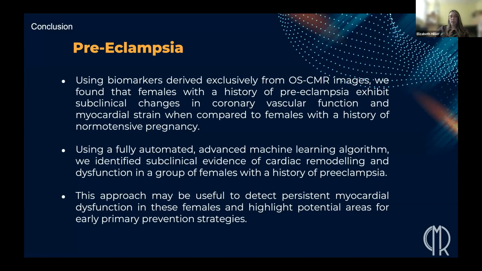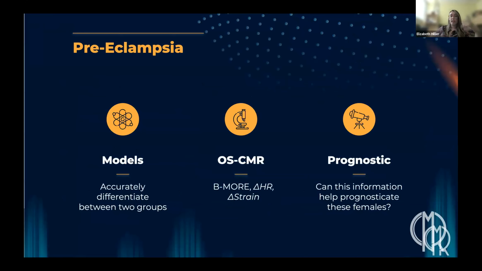So this approach may be useful to detect persistent myocardial dysfunction in these females and highlight potential areas for early primary prevention strategies. And I think the takeaway from this collaboration is we can use models, machine learning algorithms. As Matthias said, I think this is the future of where we need to go. There's things that we just can't see or compute ourselves that these algorithms can really identify for us.